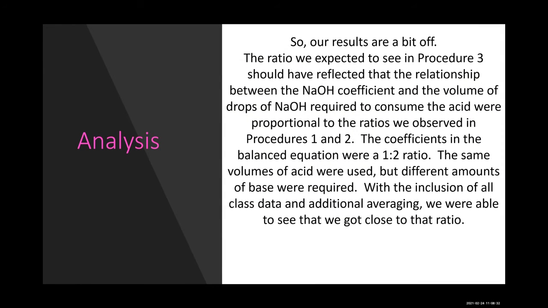So our results are a bit off. The ratio we expected to see in Procedure 3 should have reflected that the relationship between the sodium hydroxide coefficient and the volume of drops of sodium hydroxide required to consume the acid were proportional to the ratios we observed in Procedures 1 and 2. The coefficients in the balanced equation were a 1 to 2 ratio. The same volumes of acid were used, but different amounts of base were required. With the inclusion of all class data and additional averaging, we were able to see that we did get close to that ratio.